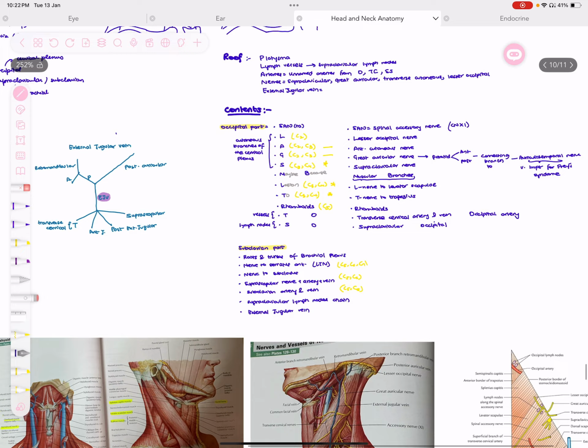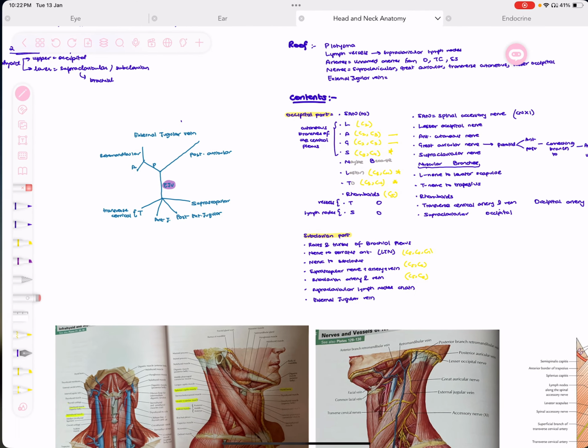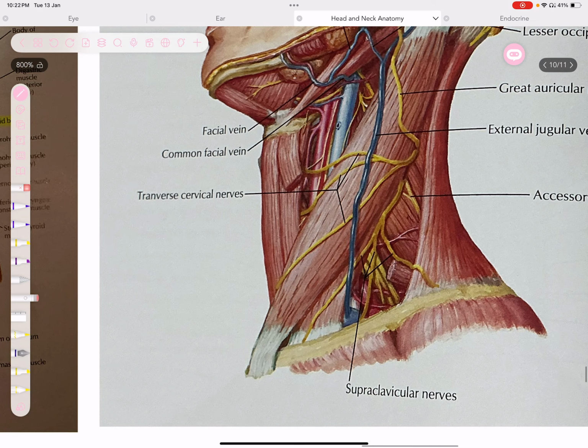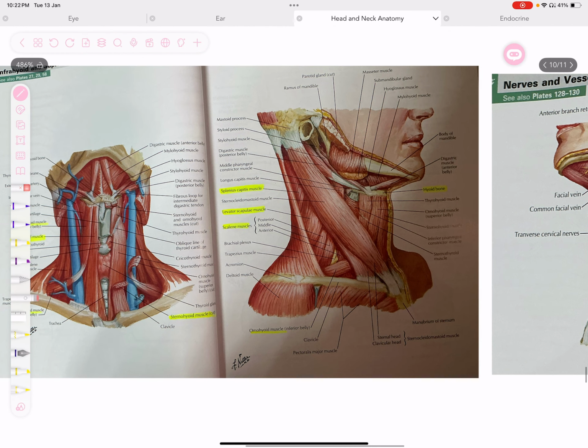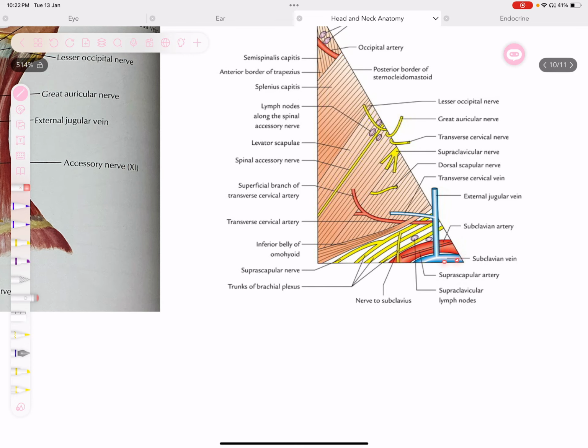So we spoke about the external jugular vein. That's exactly what they were trying to tell here. It's from the union of the posterior auricular vein and the posterior division of the retromandibular vein. It begins within the lower part of the parotid gland, crosses the sternocleidomastoid obliquely, pierces the anteroinferior angle of the roof of the posterior triangle, and opens into the subclavian vein. It eventually opens into the subclavian vein, which is lying here. Right. Now continuing, this is the subclavian vein, and this is the external jugular vein.